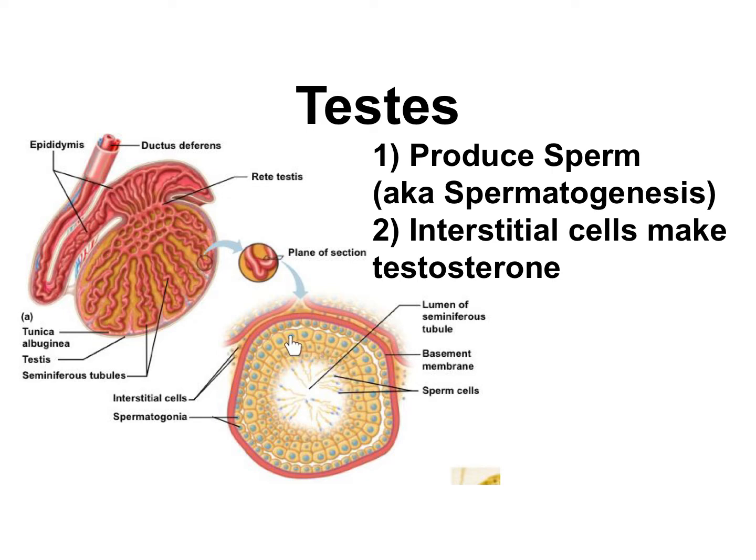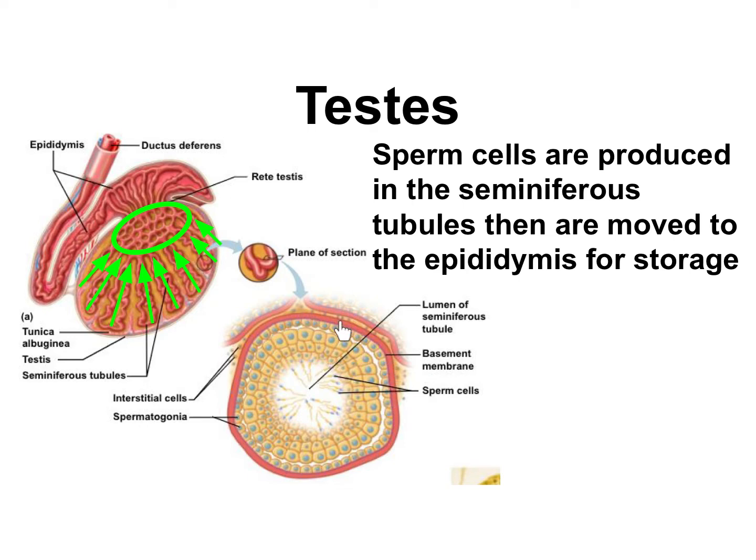Spermatogenesis is what's happening inside of these pink circles. Now, between the pink circles, there are these other cells called interstitial cells. Interstitial cells are the ones that make testosterone, the male hormone. Now, those pink circles are actually called seminiferous tubules, and this is just a zoomed-in view of one seminiferous tubule.